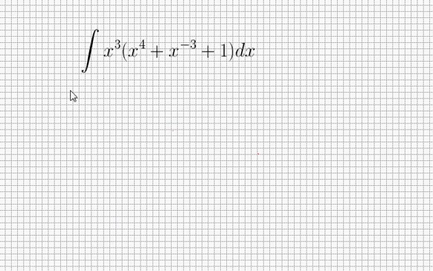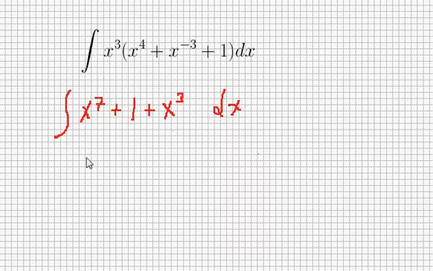So this is going to become the integral of x cubed times x to the fourth. That's just going to become x to the seventh. Then x cubed times x to the negative 3 is just going to become x to the negative 3 plus 3, so plus x to the 0. But we know that x to the 0 is just 1. Then multiply this by this, so you get x cubed here, plus x cubed, right? And now, of course, you have dx here.